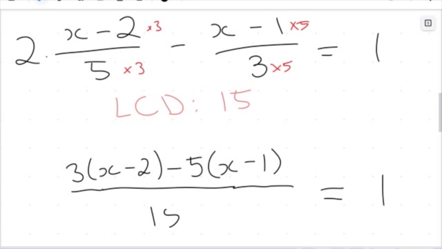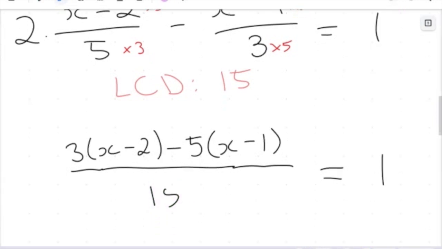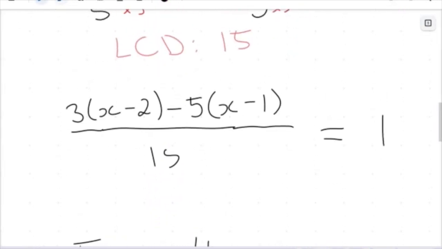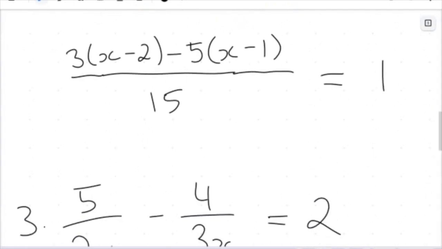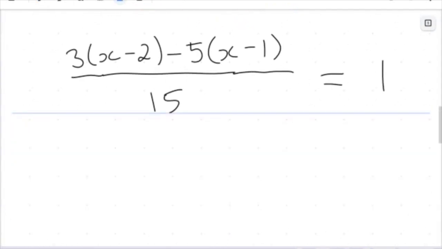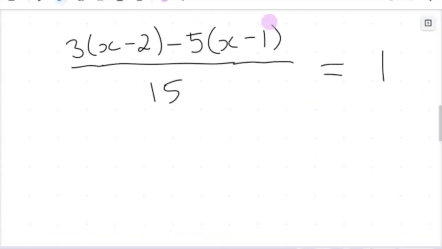And that equals 1 on this right-hand side. And now this is a much more standard, stock standard equations question. Because we have one denominator, I can actually get rid of this denominator, can't I? Just by, oops, that's meant to be 15. And I can multiply both sides by 15. And that'll give me just this numerator on its own.